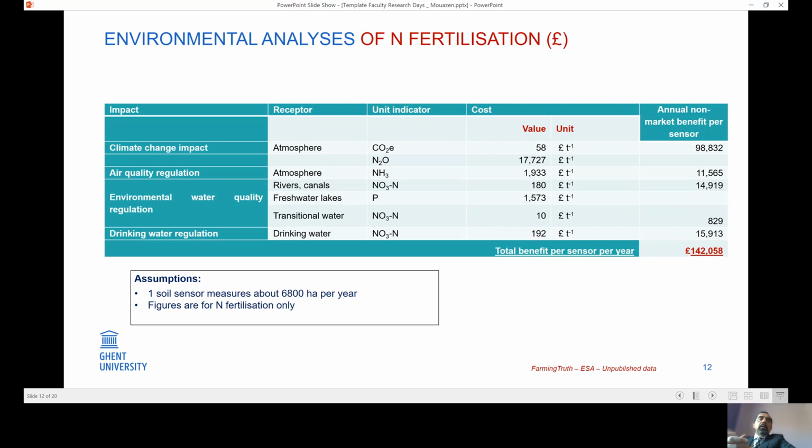Somebody has to clean this, and who will clean those? Policy makers have to have programs to clean those natural resources, and cleaning them will be very costly. And you see, the one sensor can save up to 142,000 euros per hectare if they cover almost 6,800 hectares per year.